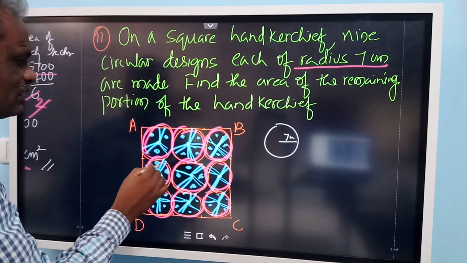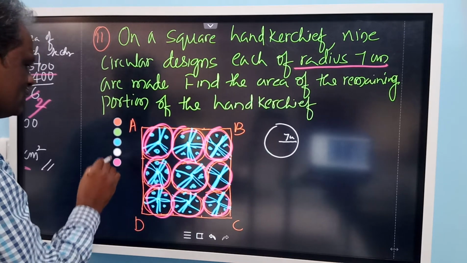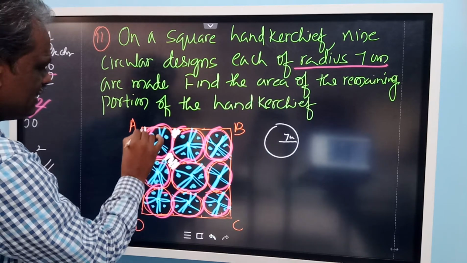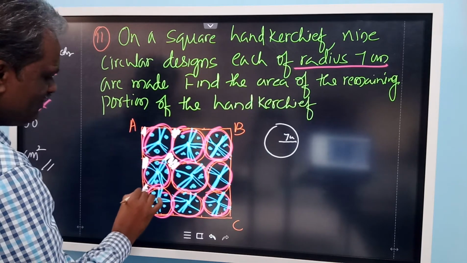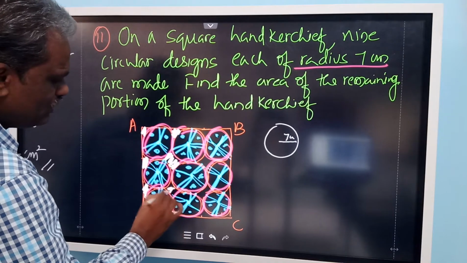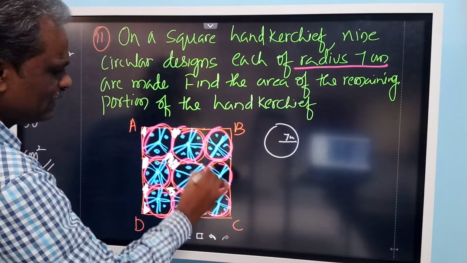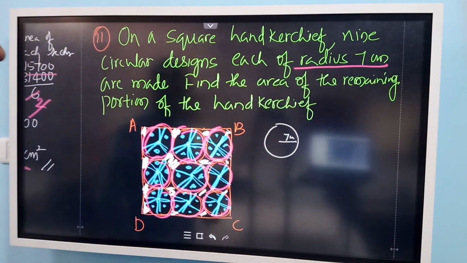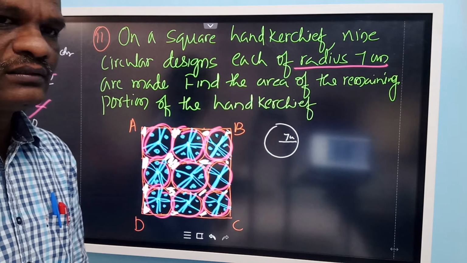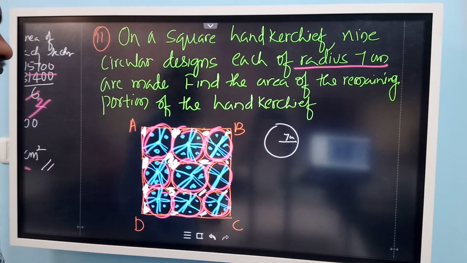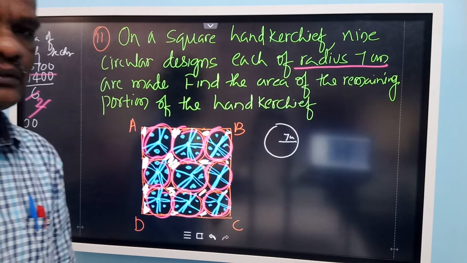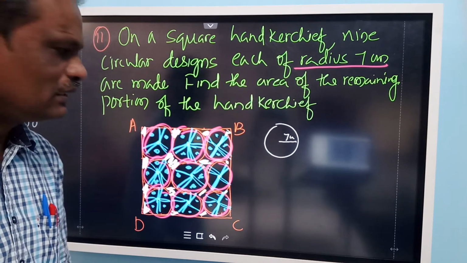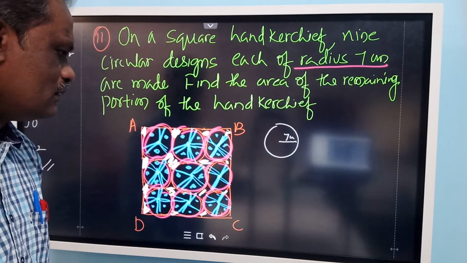So now you have to find out the remaining portion. What is that remaining portion which is left out? That is this area. So here everywhere, whatever the place that is left out, whatever I am showing here, that portion area you have to find out. Tell me how to find the area of this remaining portion of this kerchief after removing this design. How to find? Area of square minus area of 9 circles.